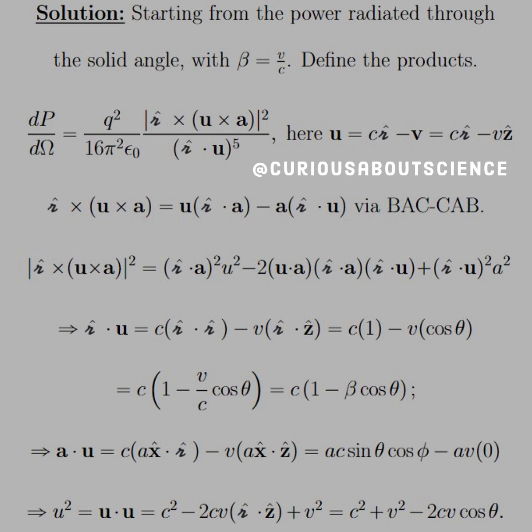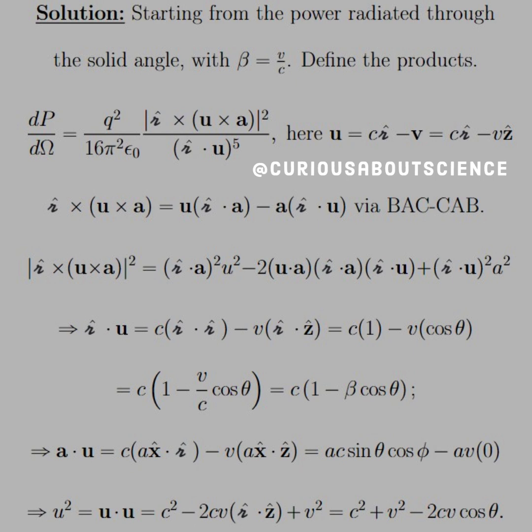So what is this script R dot U? Well, if we plug in U, then we have to distribute the script R, so we get c script R hat dotted with script R hat, that evaluates to 1. And we have V script R dot z hat, which, if you recall what was given, yields a cosine theta. So now we factor c out, then we see we have c times parentheses 1 minus beta cosine theta. All right, so that's our script R dot U.